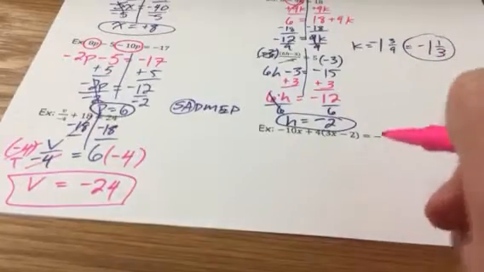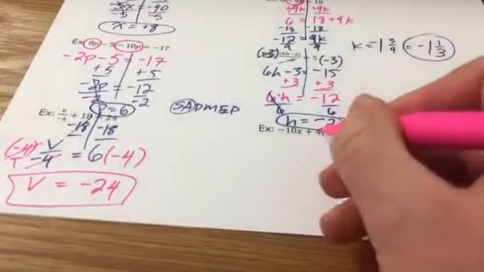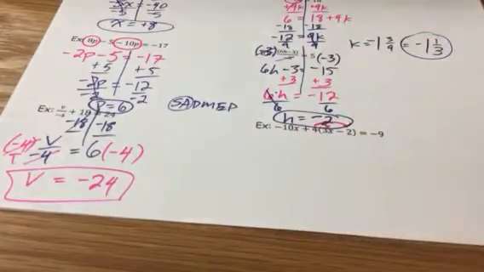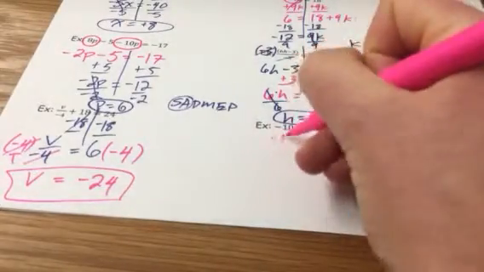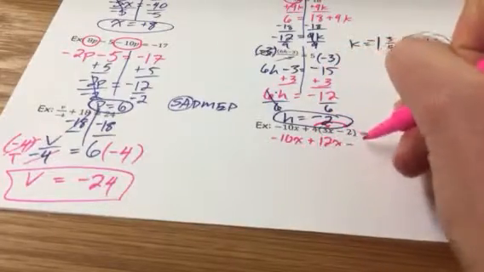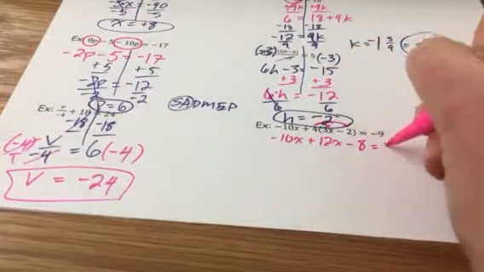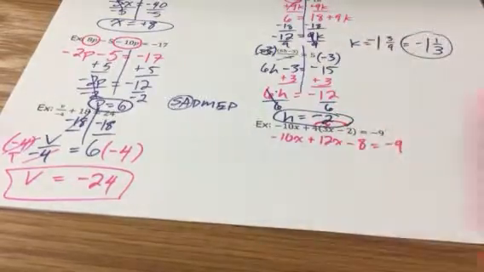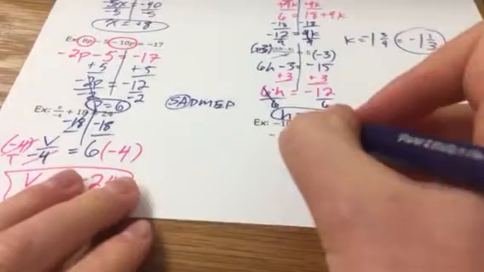Okay, and this last one's a little complicated because we got a lot going on. The first thing I want us to do is to distribute. So we're going to simplify this side first. We get negative 10x plus 12x minus 8 is equal to negative 9. So all I did was distribute. I multiplied first. Now I'm going to go ahead and combine my like terms.